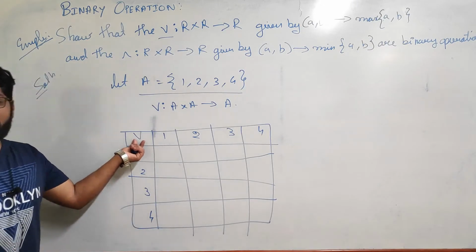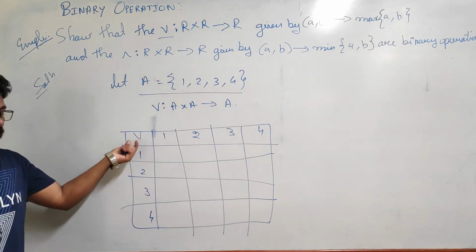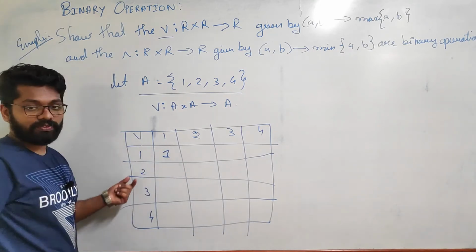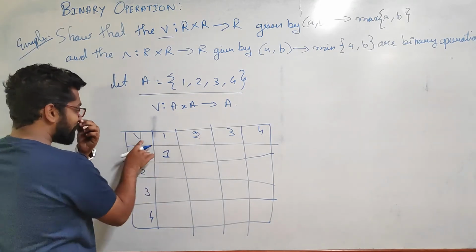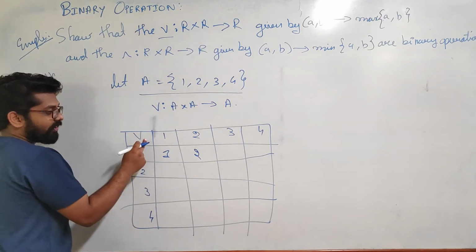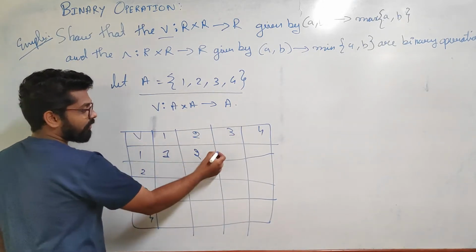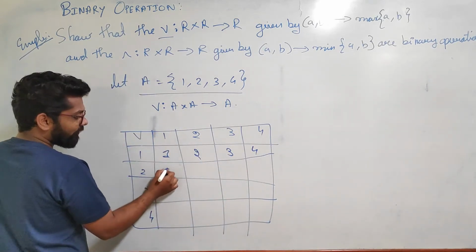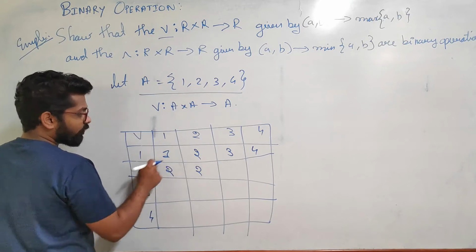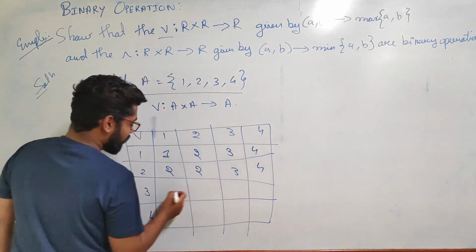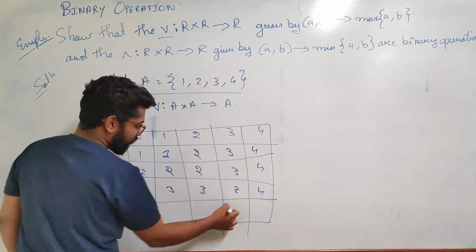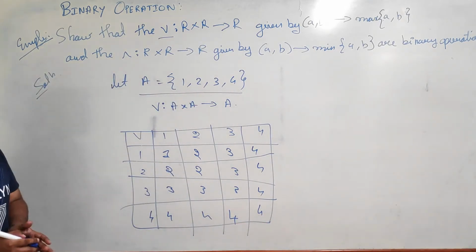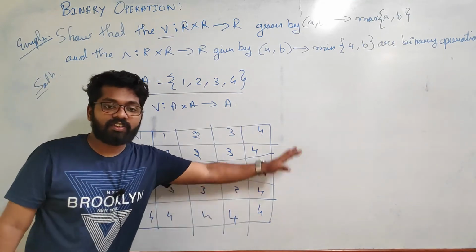Now so what is the definition of V? Maximum. Okay, so between 1 and 1, which is the maximum? 1 only. So here you are going to fill with 1. Between 1 and 2, which is the maximum? 2. Between 1 and 3 which is the maximum? 3. So this will be 4. Okay, 2 and 1 gives 2, 2 and 2 gives 2, 3, 3, 2, 4, 4. This will be 3, 3, 3, 4, 4, 4, 4 and 4. Okay, so basically this becomes a very shortcut method for operation table.